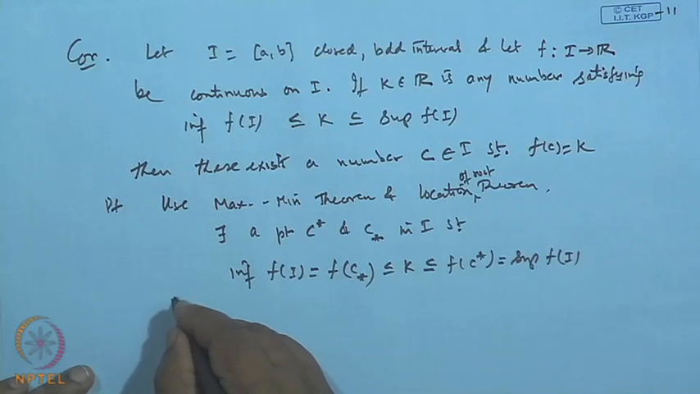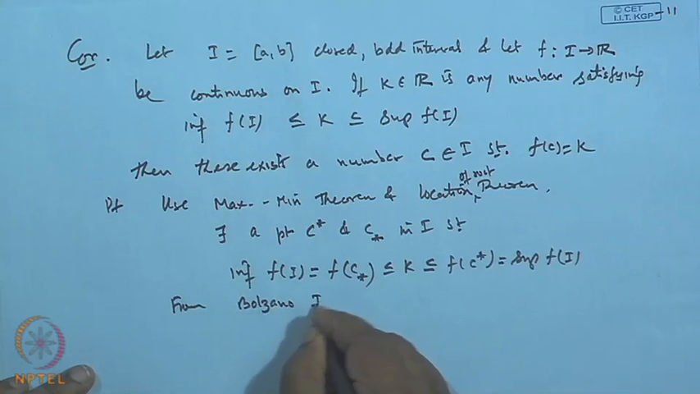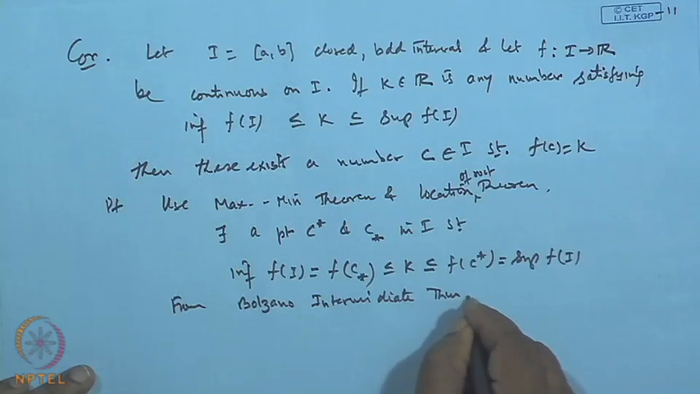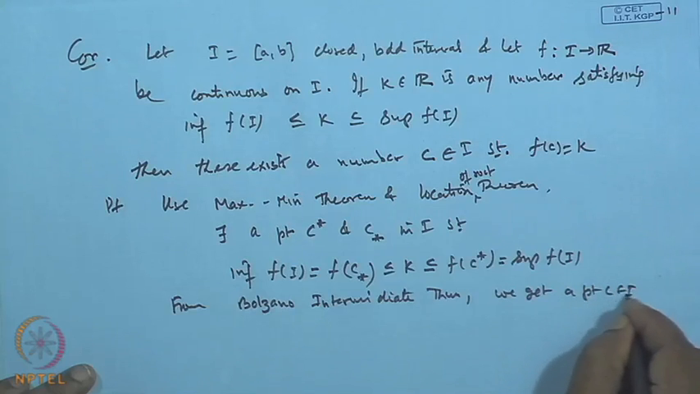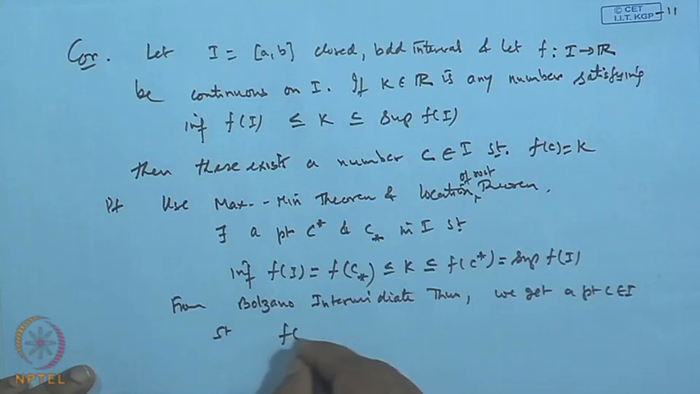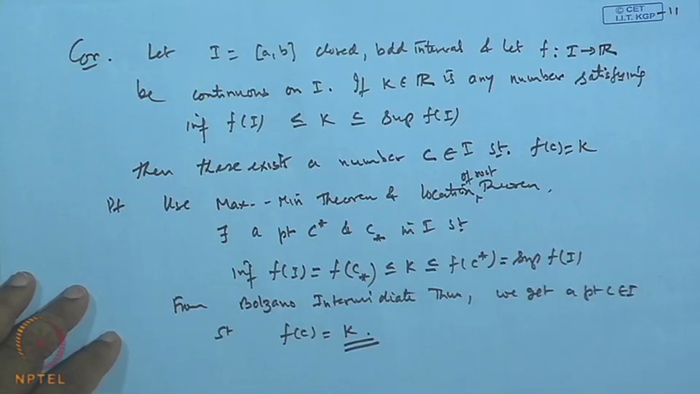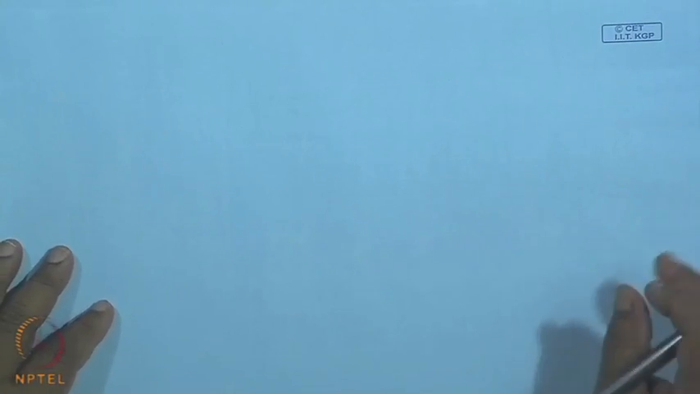So, from the Bolzano intermediate theorem, we get a point C belonging to I such that the value of the function at the point C is k, and that proves the result. Now we get one more result, which is also true in the case of continuous functions.